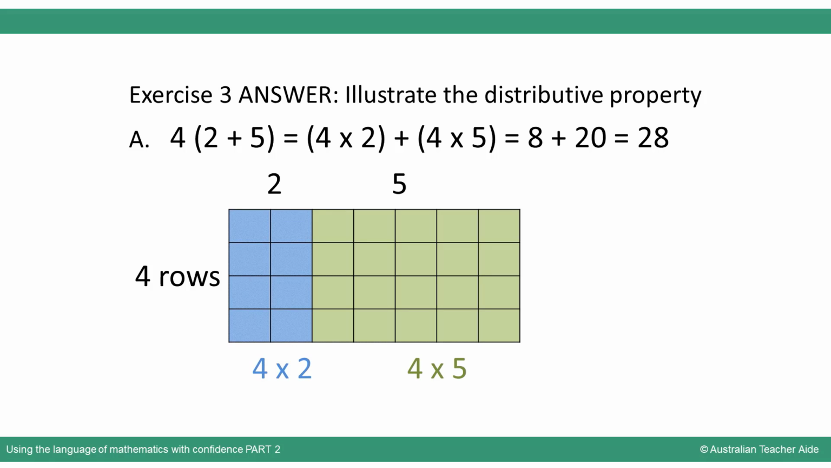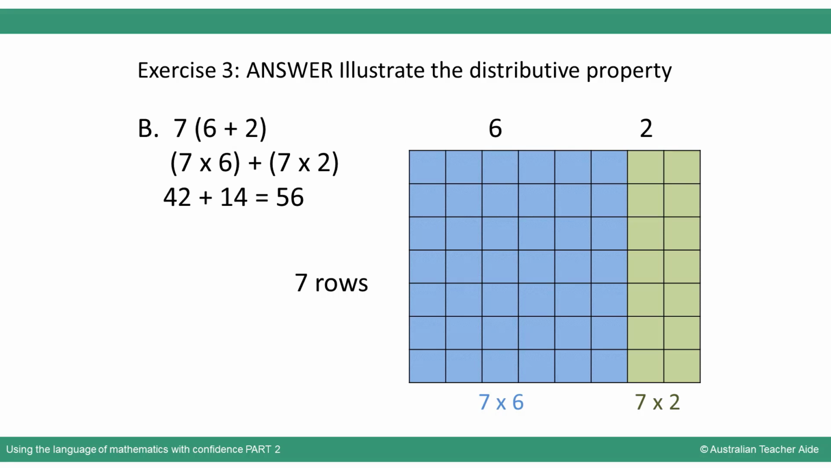The first one was 4 times (2 plus 5), and you should have distributed the 4 across the 2 and the 5 so that you had 4 rows of 2 and 4 rows of 5. Of course 4 times 2 equals 8, and 4 times 5 equals 20, and altogether you should have had 28. So before we move on, have a close look, make sure you do have that right. It's 4 rows times 2 squares and 4 rows times 5 squares. You can see altogether the answer is 28.